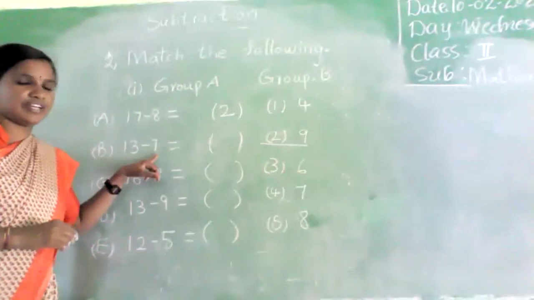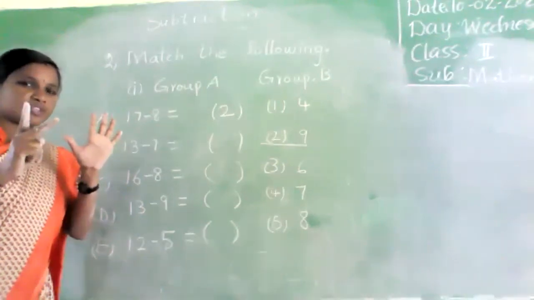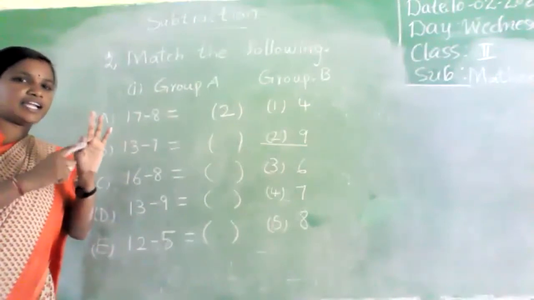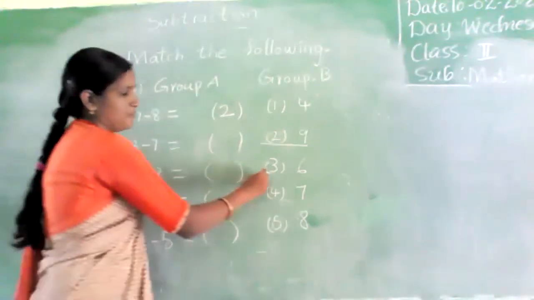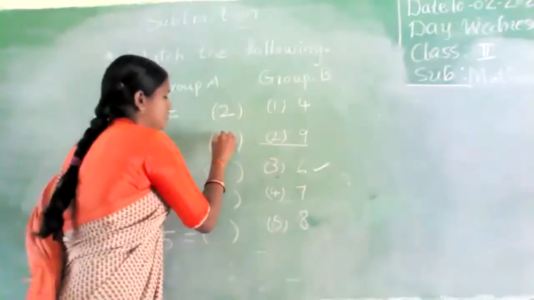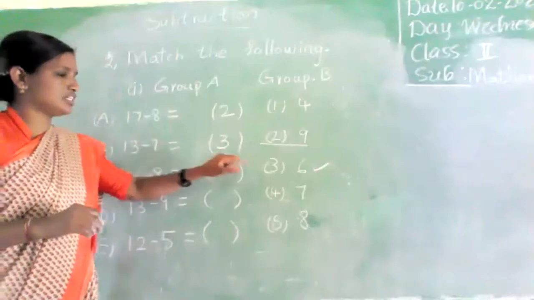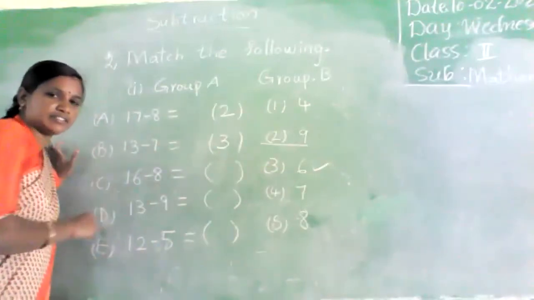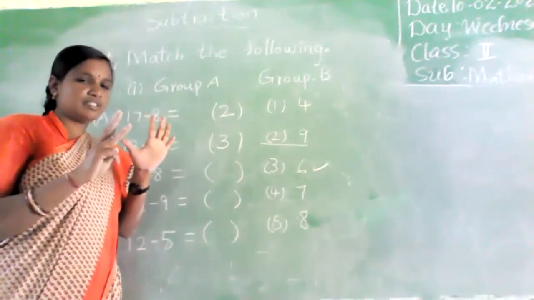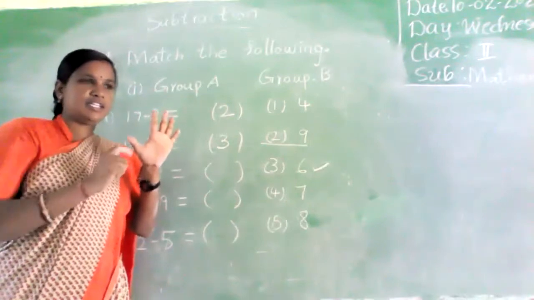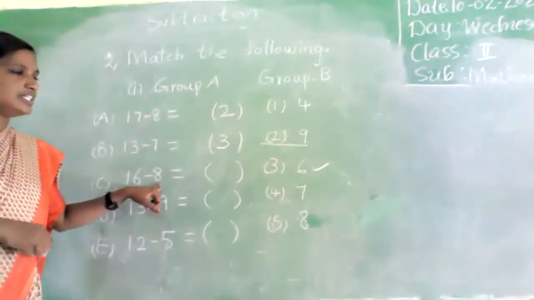Next, 13 minus 7. Keep 13 in mind. Take 7 fingers. 13 before number: 12, 11, 10, 9, 8, 7, 6. So 13 minus 7 is equal to 6. Where is the 6? Number 3 in the column. So we have to write 3. Next, 16 minus 8. Keep 16 in mind, take 8 fingers. 16 before number: 15, 14, 13, 12, 11, 10, 9, 8. 16 minus 8 is equal to 8. Where is 8? 7.